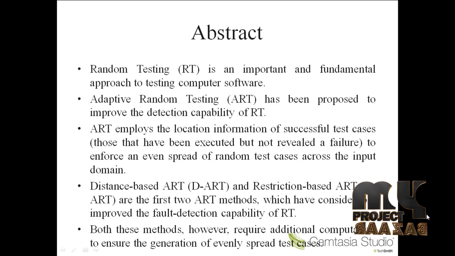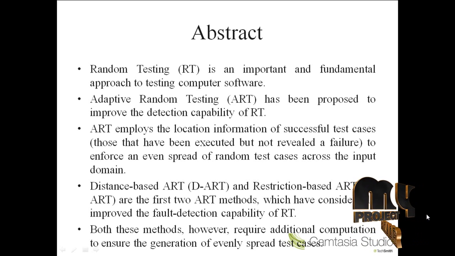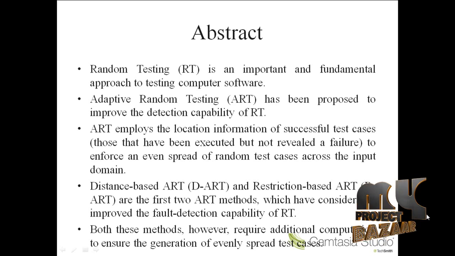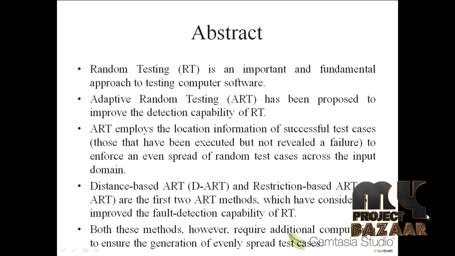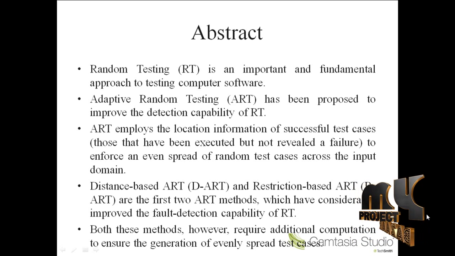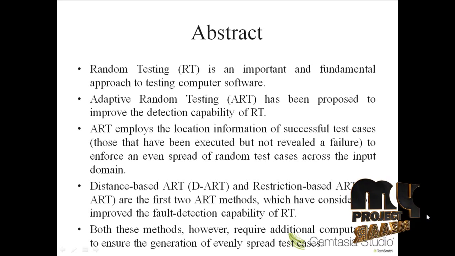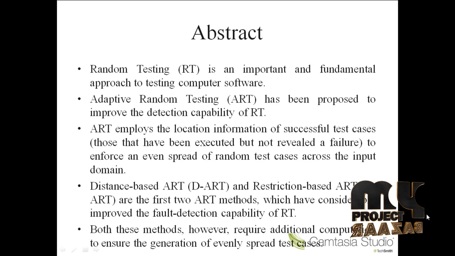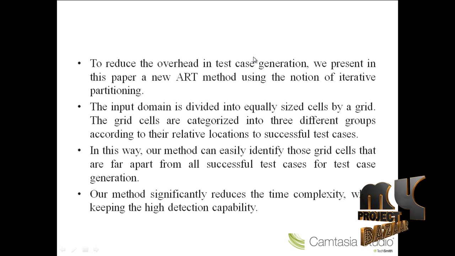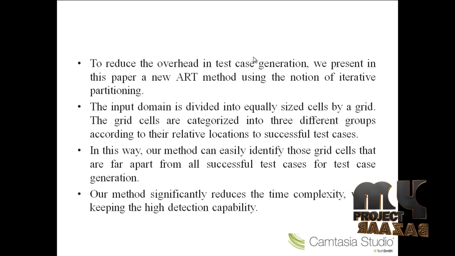across the input domain. Distance-based adaptive random testing and restriction-based adaptive random testing are the first two adaptive random testing methods, which have considerably improved the fault detection capability of random testing. Both these methods, however, require additional computations to ensure the generation of evenly spread test cases, and so we aim to reduce the overhead in test case generation.